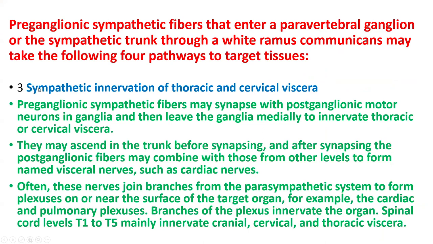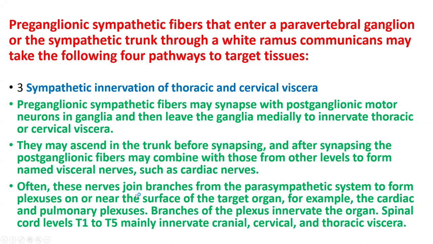The third scenario, or the third variation or pathway, is the sympathetic innervation of the thoracic and cervical viscera or organs. The preganglionic sympathetic fiber may synapse with the postganglionic motor neurons in a ganglion and then leave the ganglion medially to innervate the thoracic or cervical viscera. So it means that they synapse in the ganglion and then they leave. Or they can also ascend in the trunk before synapsing. And after the synapsing, the postganglionic fibers combine with the previous ones and make bundles of nerves, for example what you know as the cardiac nerves, that are sympathetic and affect the heart.